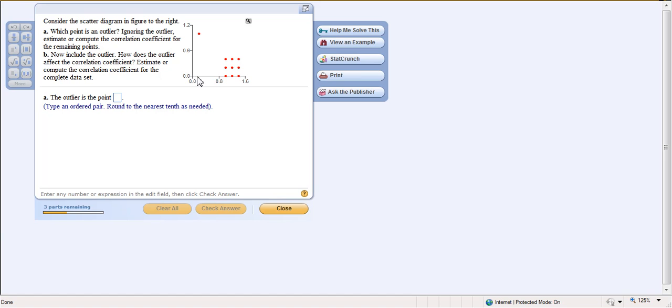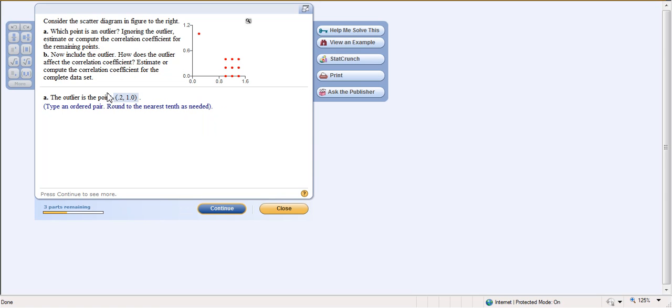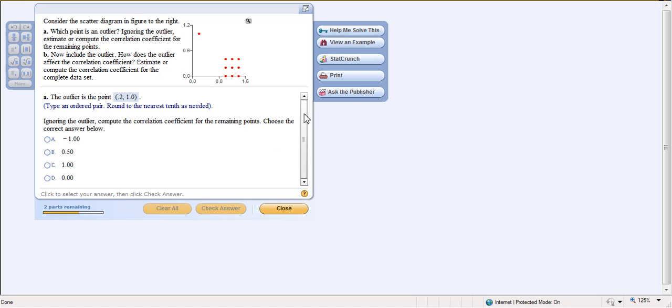In question A, it says the outlier is the point. Now the x value is approximately 0.2, so we're going to put in 0.2, comma, and then the height is going to be about 1, so 1.0. And we'll click on check answer, and great, we got that right.